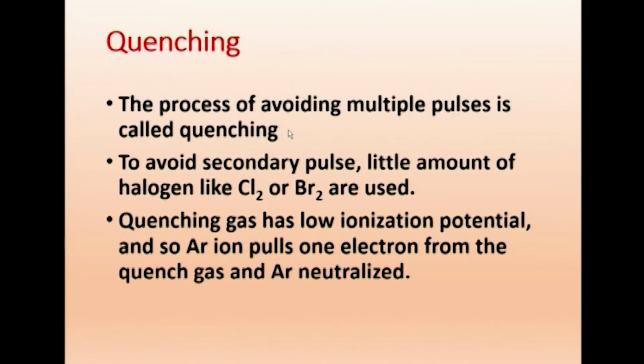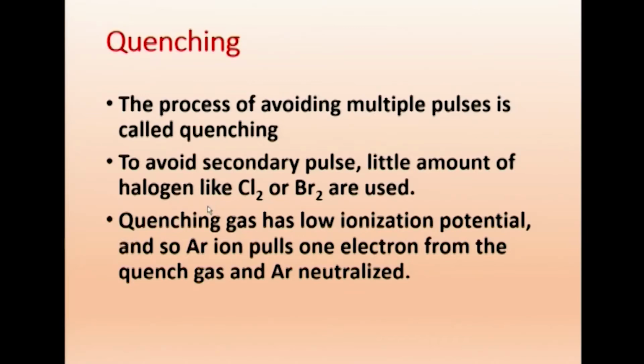So, how is it done? To avoid the secondary pulse, a small amount of halogen like Cl2, chlorine, or bromine is used. Why is halogen used? Now we will see how it is going to avoid the secondary pulse problem. This quenching gas has low ionization potential. Just recall Ar has a higher ionization potential, while this halogen gas has a low ionization potential.